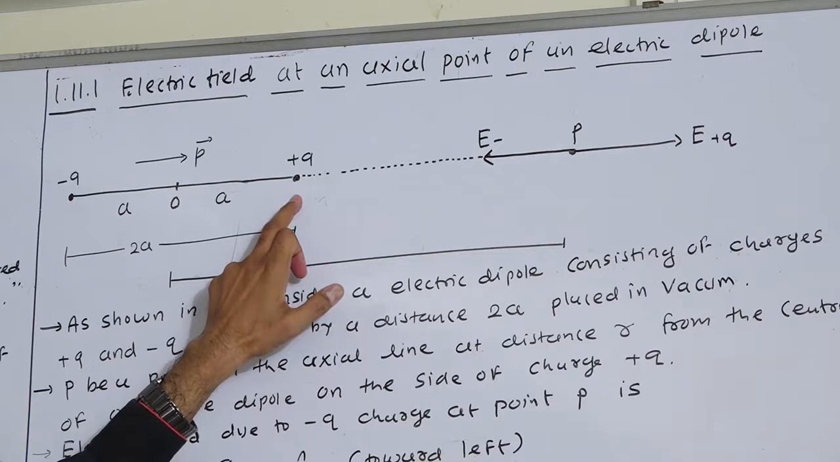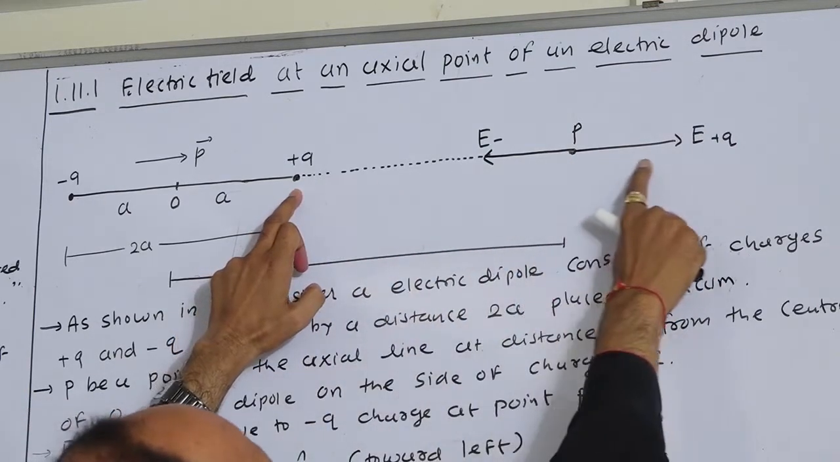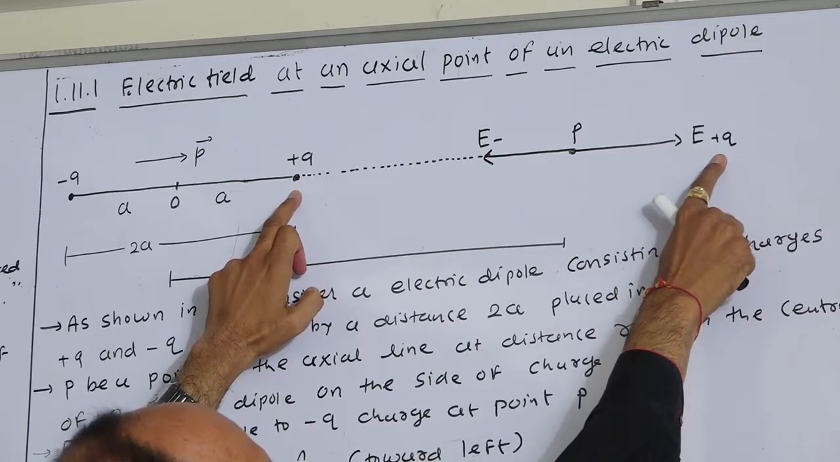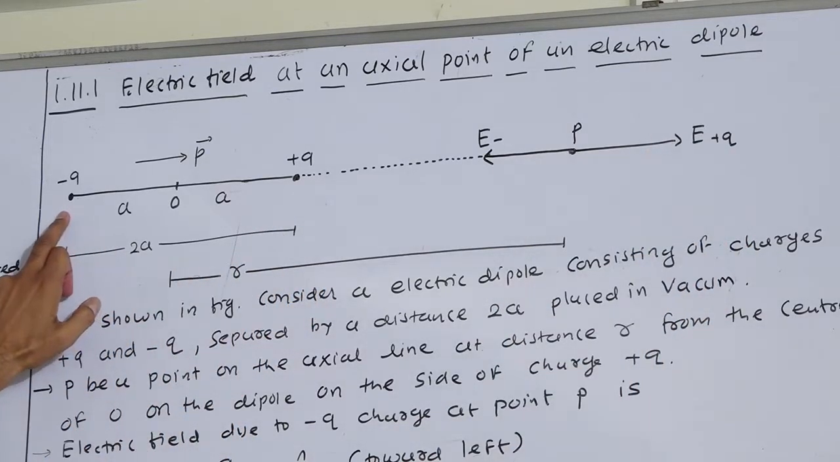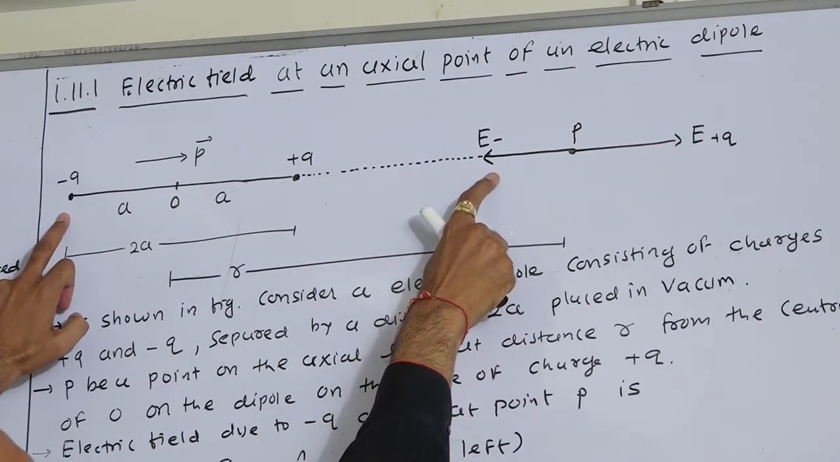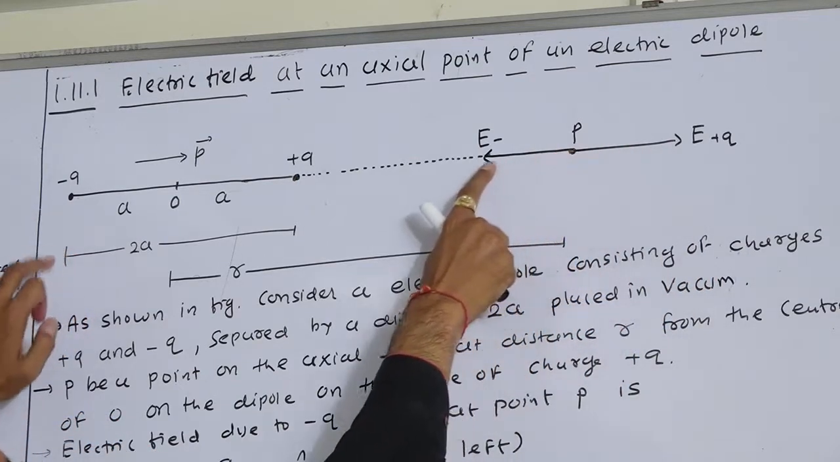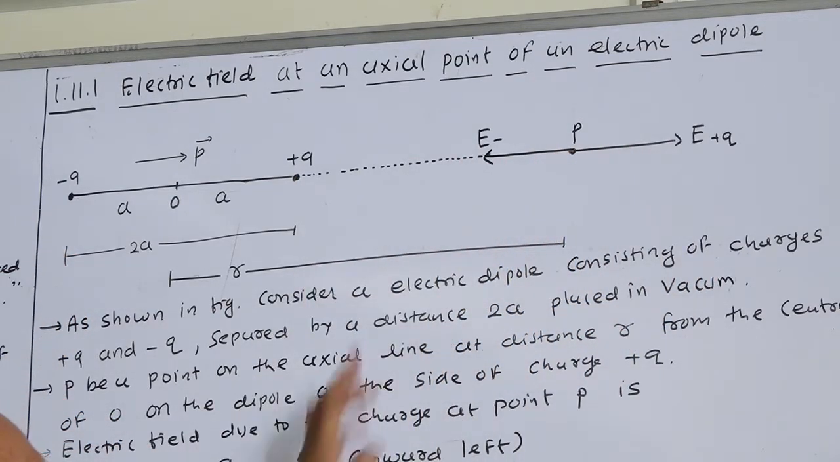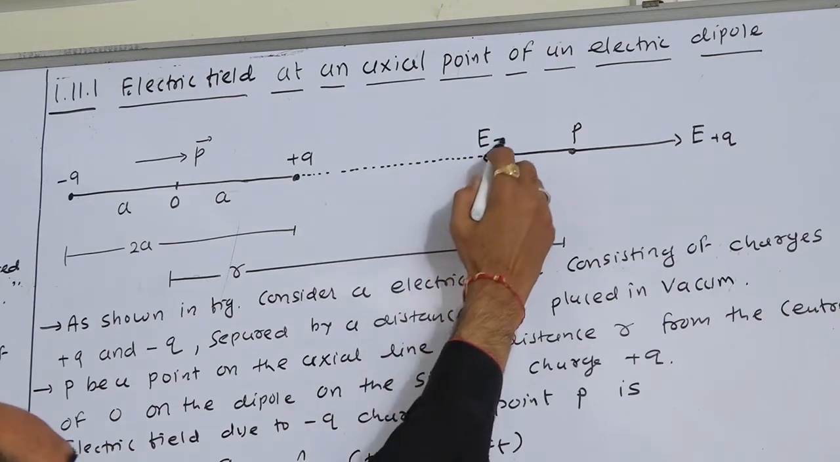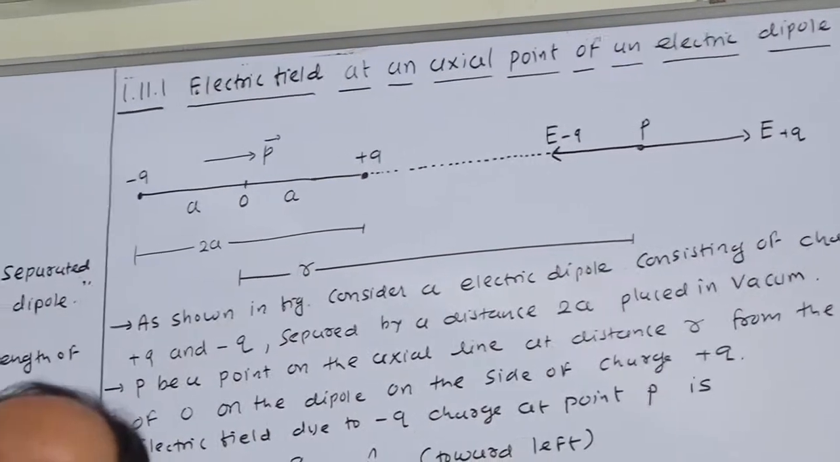Due to the plus q charge, the electric field is in the outward direction, denoted by E plus Q. Due to the minus q charge, the electric field is in the inward direction, denoted by E minus Q. So in total there are two electric fields, due to the plus q charge and due to the minus q charge.